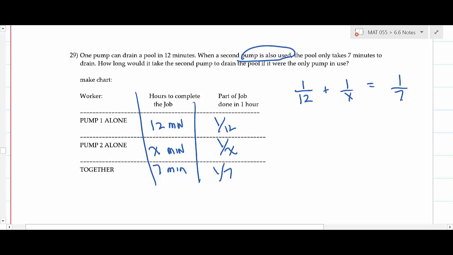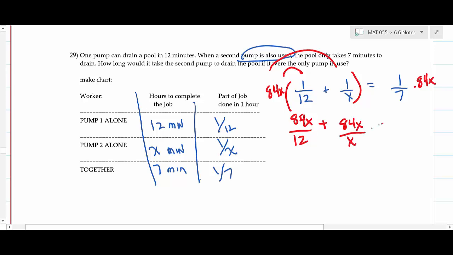What's the common denominator of 12 times 7? What did you use? 84. Okay, so what I'm going to do is multiply both sides by 84x to get the equation put together. So this will be 84x over 12. This will be 84x over x. And then this last side will be 84x over 7 like that. So when you get rid of your fractions, you can use a calculator if you want to. That's 7x plus 84. I saw several of you missed that piece right there. And then this is 12x like that, okay?